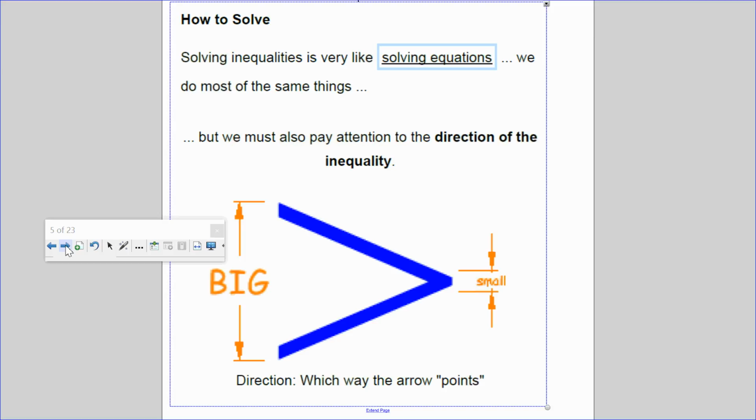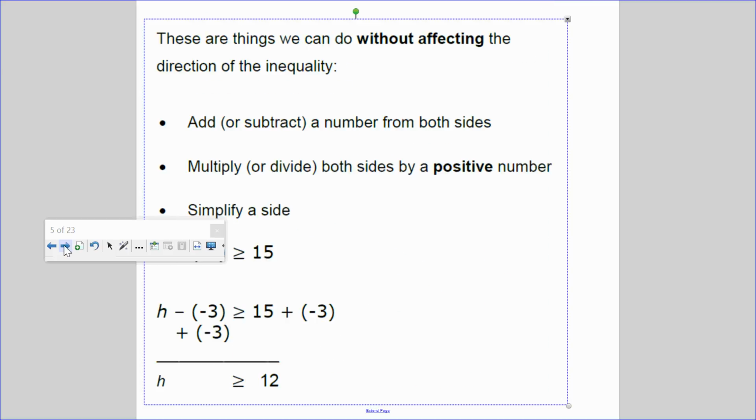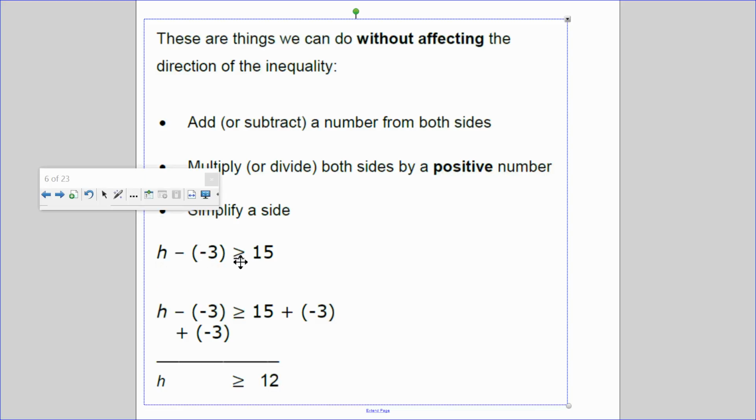So we do most of the same thing, but we must also pay attention to the direction of the inequality. Direction is which way the arrow points. There are things we can do while affecting the direction of inequality. When you add or subtract a number from both sides, when you multiply or divide both sides by a positive number and simplify a side, the inequality sign stays the same.